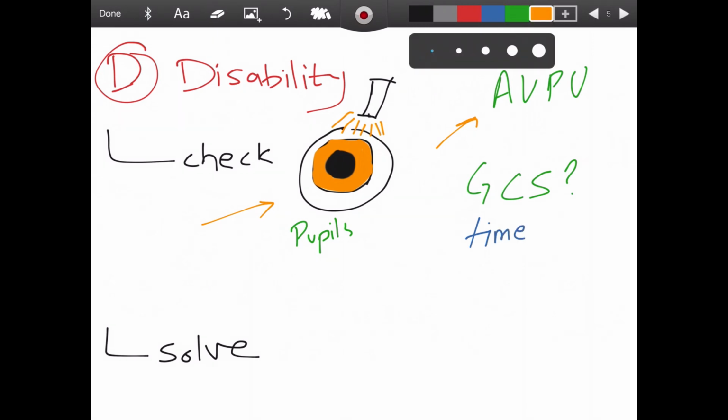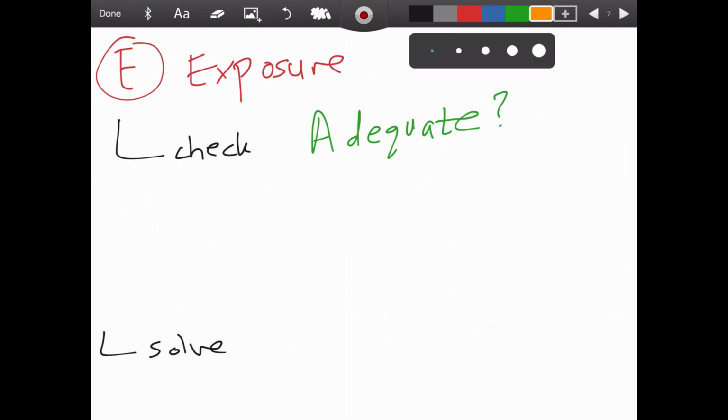Otherwise, you can delay it and do it later as needed once the patient is stabilized. As for the solve component of D, there's not much to solve when it comes to AVPU, GCS, or even the pupils. The main idea is to solve the underlying cause. Lastly, we come to exposure.